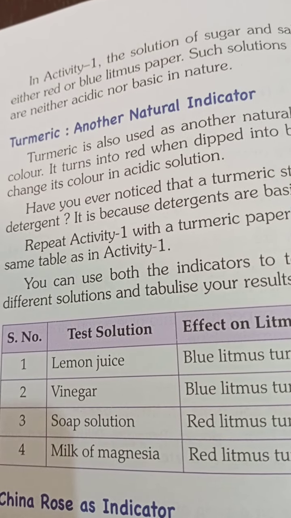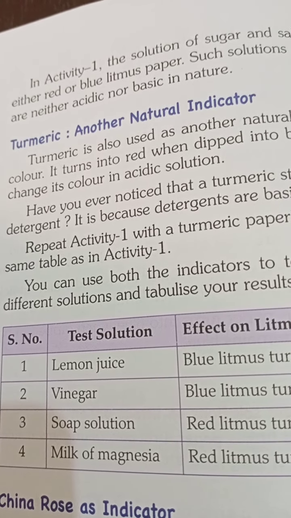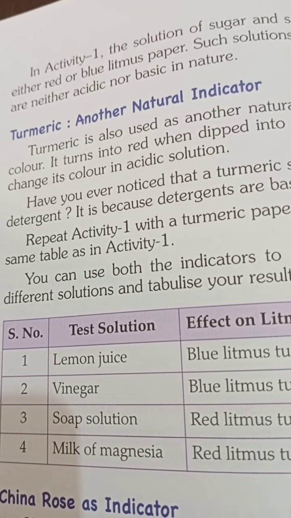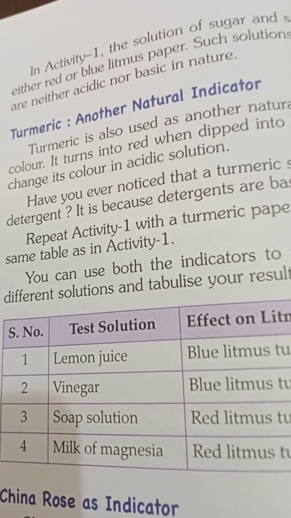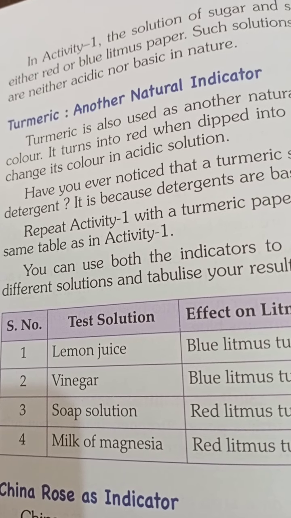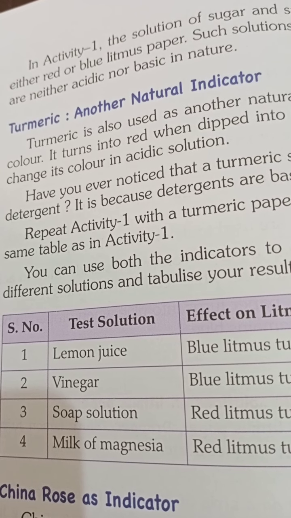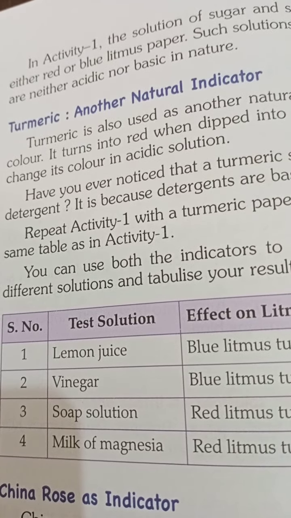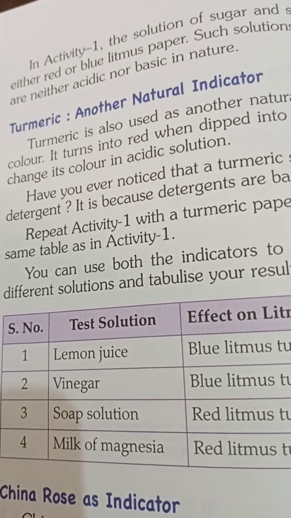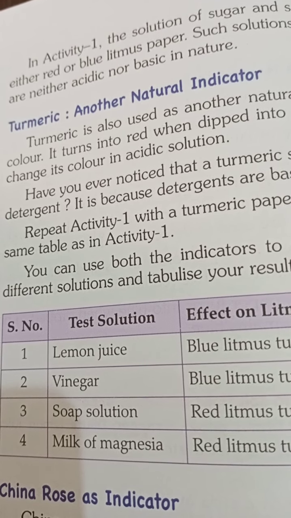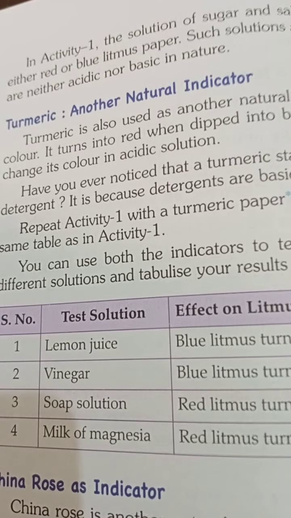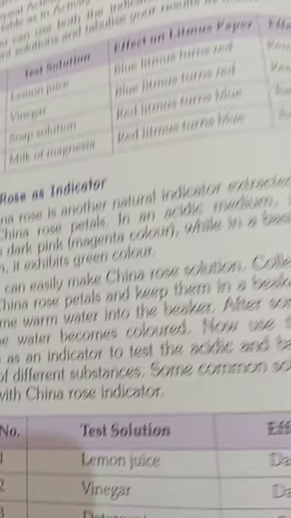As when it is mixed with lemon juice, it becomes dark red. Lemon juice is acid. Vinegar also becomes dark red. Orange juice also becomes dark red. Means it becomes dark red or magenta color in acid and green in base. As in soap solution and milk of magnesia, it turns green.